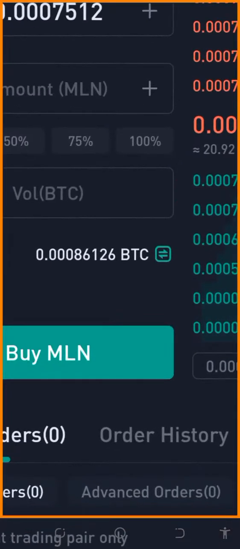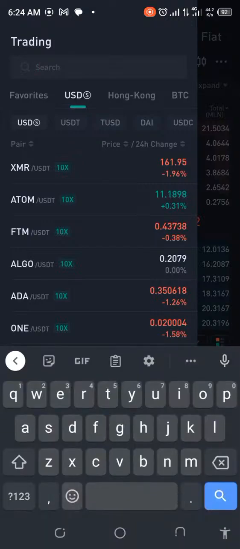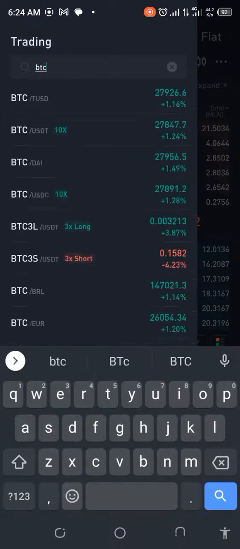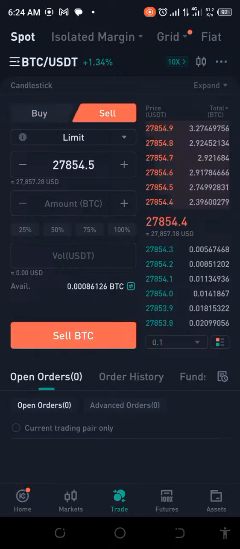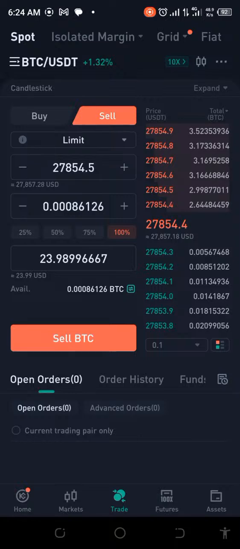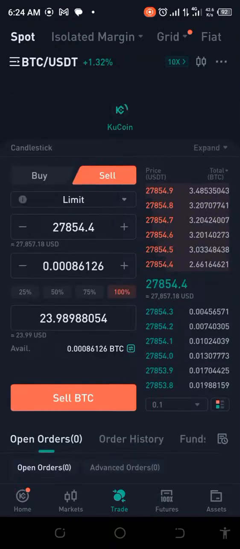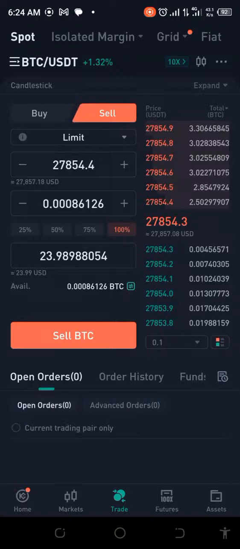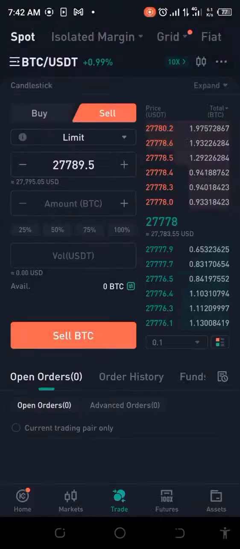So how much do we have? We've gotten 0.0086126. So let's quickly go over to BTC and change that to see how much we can get. All right, so we're going to have to sell, right? So let's see what we have. Okay, let's try and do this fast before anything does happen. Wow, wow, wow. Okay, so let's see what we've got, and let's go ahead and just make this purchase. All right, that's done and dusted.